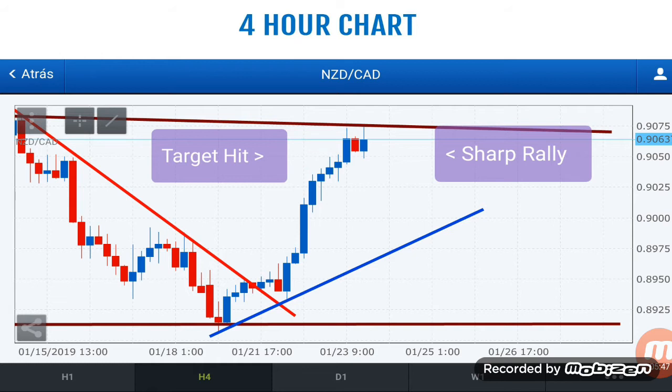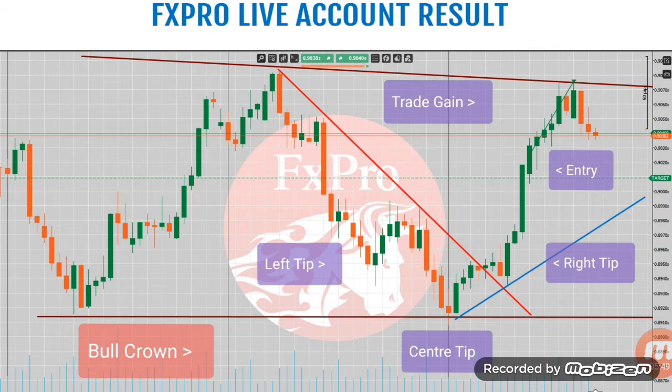You can also see this trade result here on my live account. Entry took place at the close of this bull candle, and the market rallied steadily and eventually hit our trading target for 50 pips. Now you might be wondering, why is it that I decided to exit the market at this area here instead of at resistance?